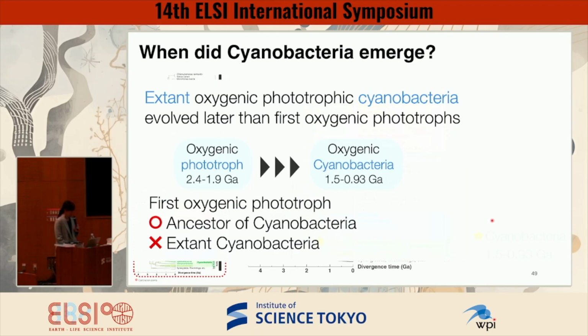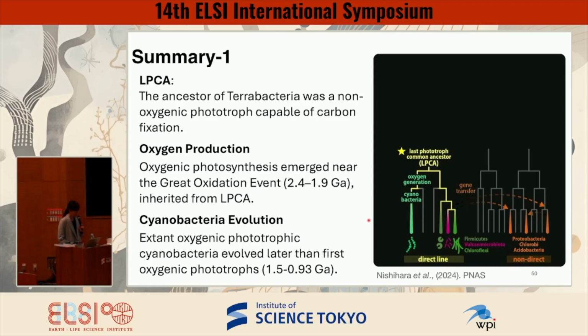Putting these results together, extant oxygenic phototrophic cyanobacteria evolved later than the first oxygenic phototrophs. This means that the first oxygenic phototroph was not an extant cyanobacterium, but rather an ancestor of cyanobacteria. In summary, Lapka was a non-oxygenic carbon-fixing phototroph, oxygenic photosynthesis emerged near the Great Oxidation Event, and extant cyanobacteria evolved later than the first oxygenic phototrophs.